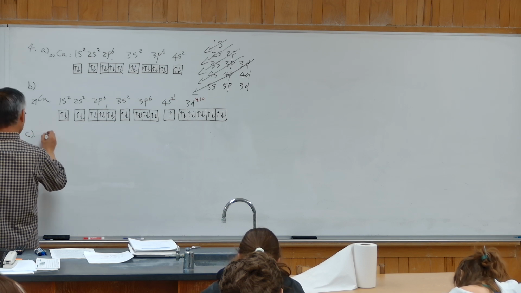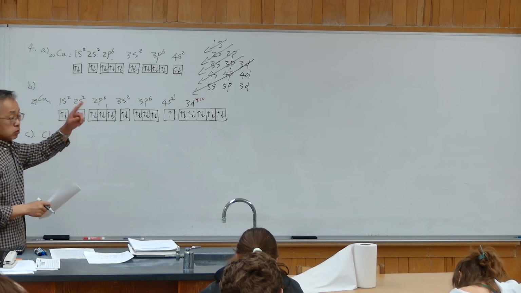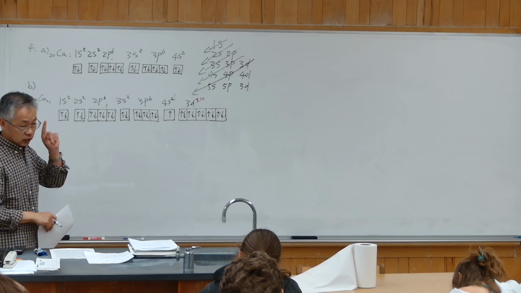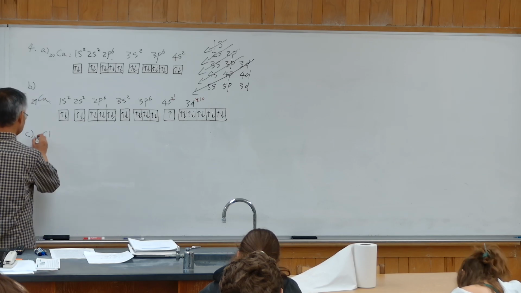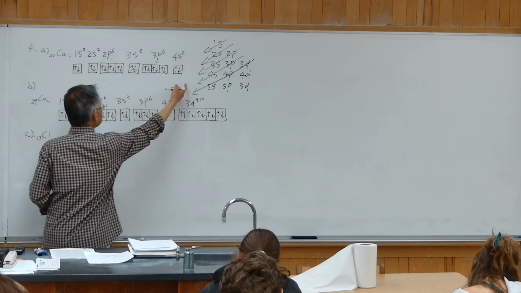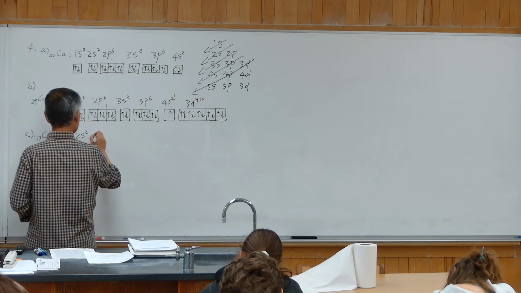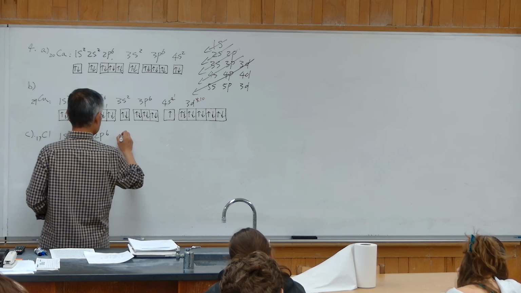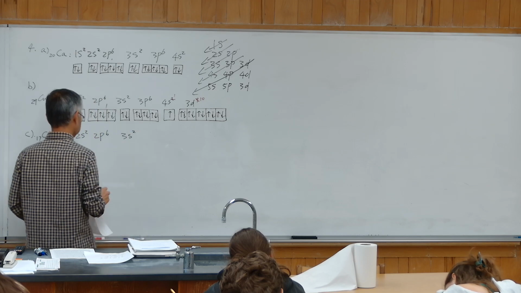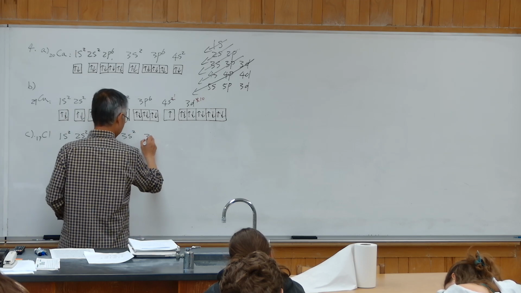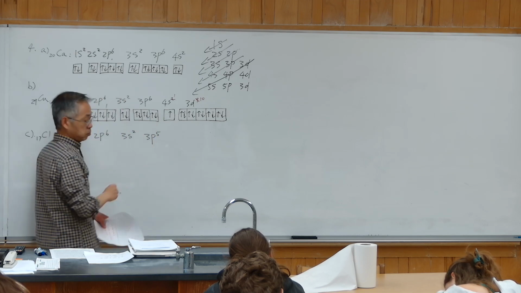C, chlorine. I use the periodic table. Chlorine has 17 electrons. Then we still use this chart. So 1s2, 2s2, 2p6, 3s2. Five are left, then 3p5.